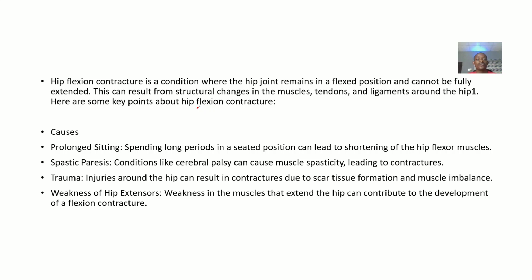So from the definition, we say that this hip flexion contracture is a condition where the hip joint remains in a flexed position and cannot be fully extended. Okay. So this results from what? It could be that there were structural changes in the muscles or tendons or ligaments around the hip. All right. So what are the things that follow on this hip flexion contracture?